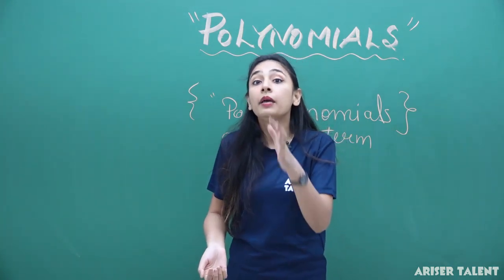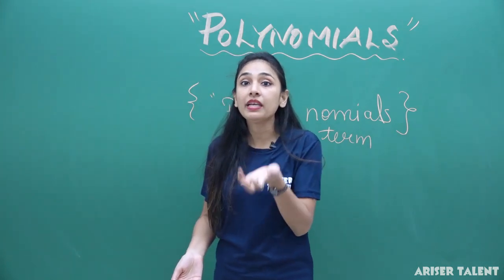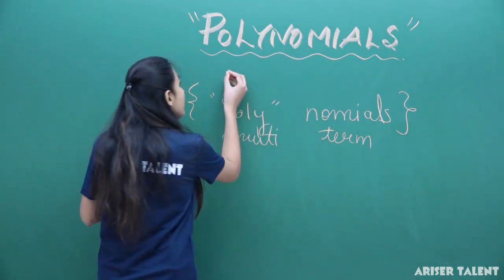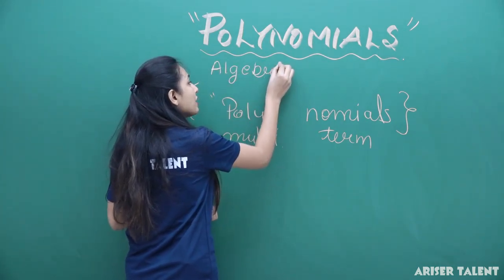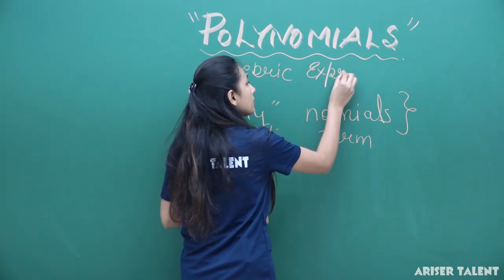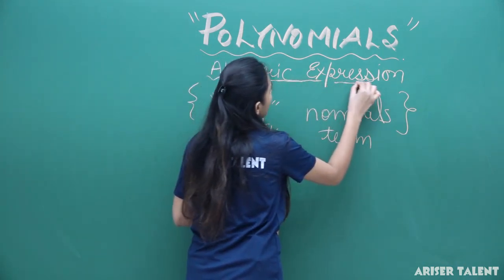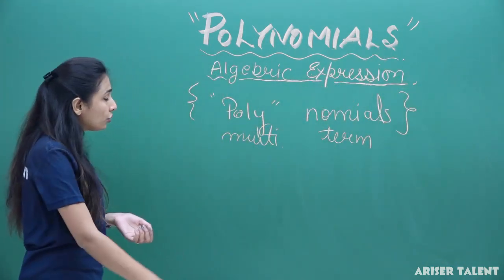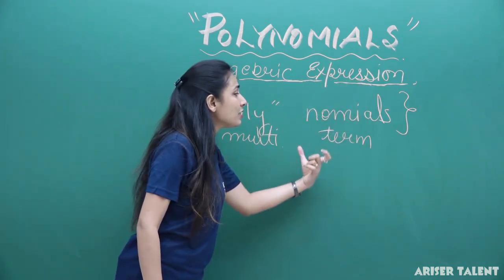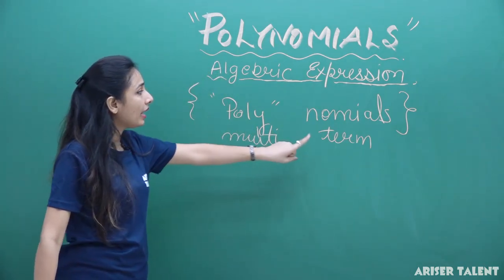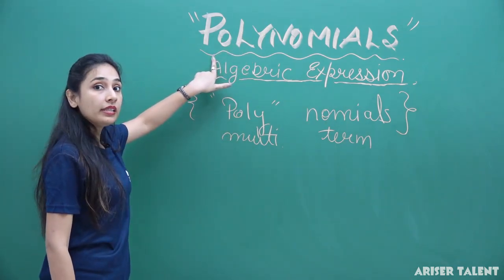So what is a term? Basically polynomial is a part of algebra. It's an algebraic expression. So polynomials are algebraic expressions. This is important. It's part of algebra, and algebra is interesting. Okay, so it's an algebraic expression. Poly means multi, nomial means term, but we have to keep in mind that something having only one term will also be denoted as polynomial.